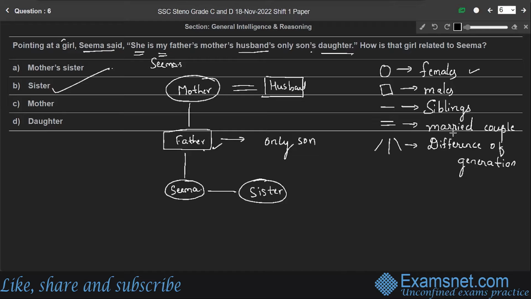I'll repeat once again. Pointing at a girl, Seema says, "This girl is my father's mother's husband's only son's daughter." Therefore, that girl is her sister. Option B.